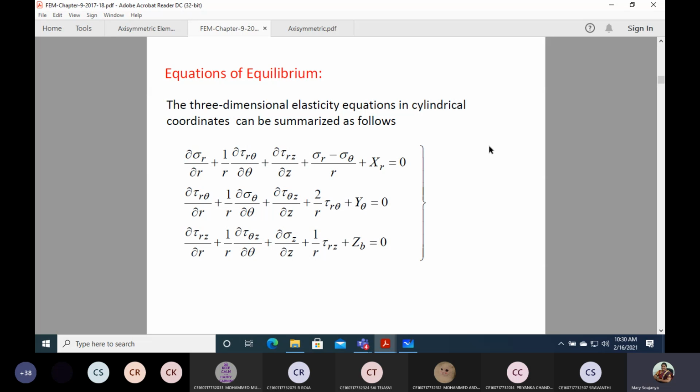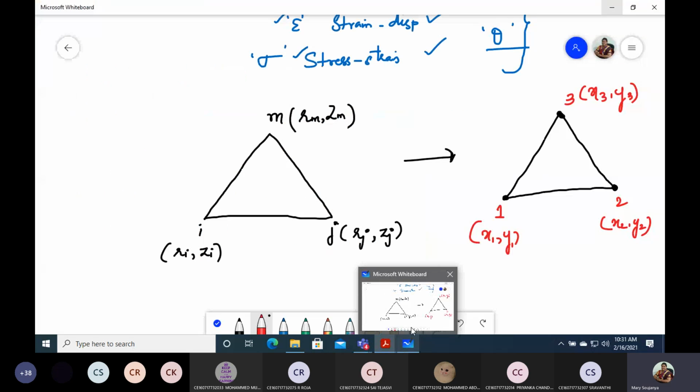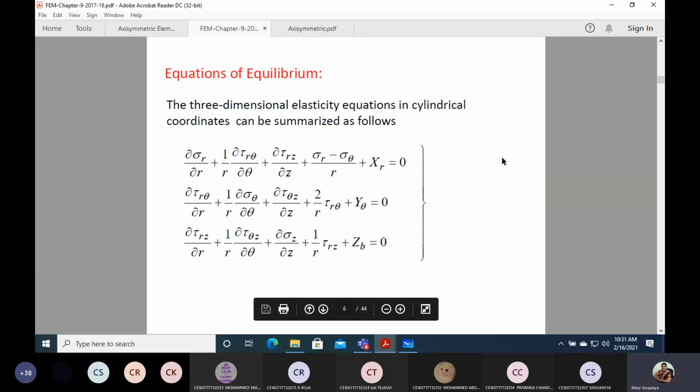Somebody continue. Many people got 19. Now you are not answering. Should I reduce the marks or what? What you got? It must be a copied paper thing. Equations of equilibrium.